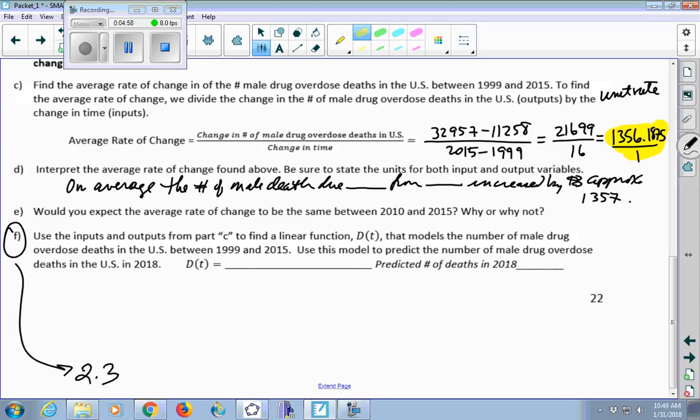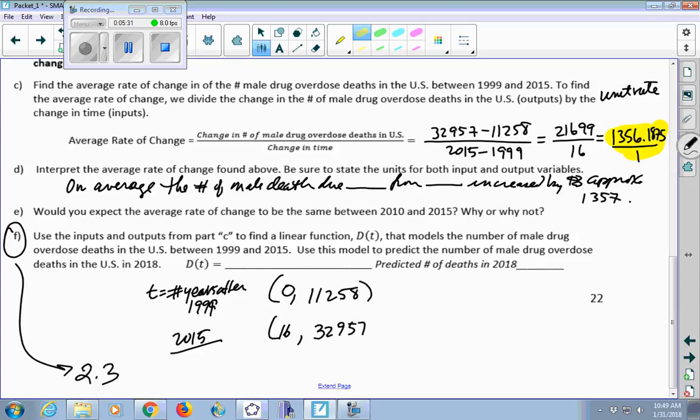So those 2 points would be 0 if you let your t value be number of years after or since 1999. Your first point for 1999 would be 0, 11,258. And then your last point, 15, what would be the t value for 15? For 2015? It's number of years after 1999? 16, and then the number of deaths for that year was 32,957.